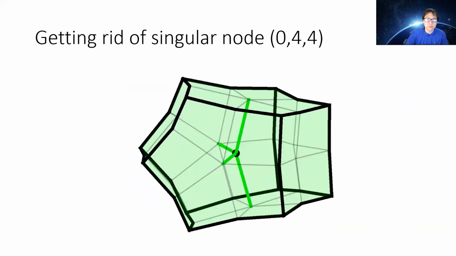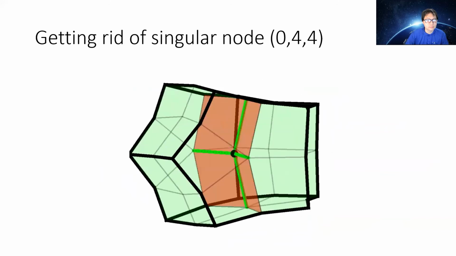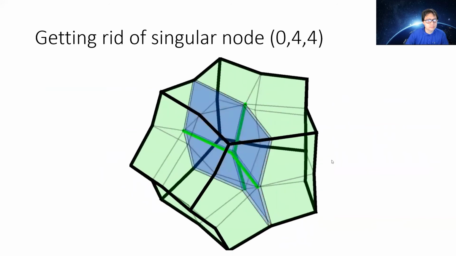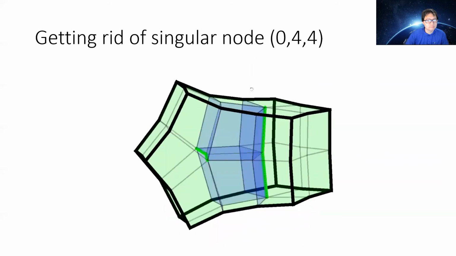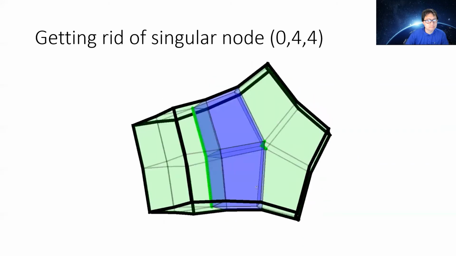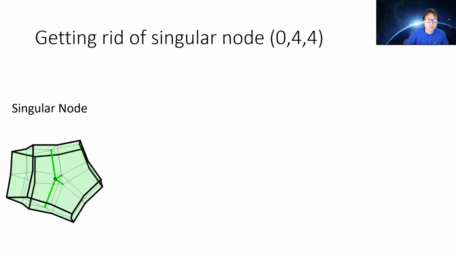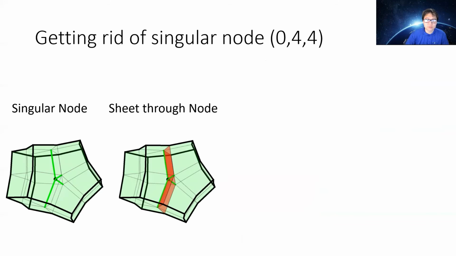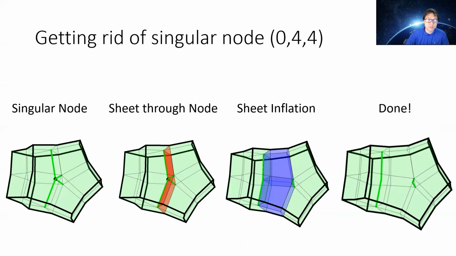Here's the same process on a 044 singular node. Replaying that step by step, start with a singular node, find a sheet that passes through the singular node, inflate the sheet, and no more singular node.